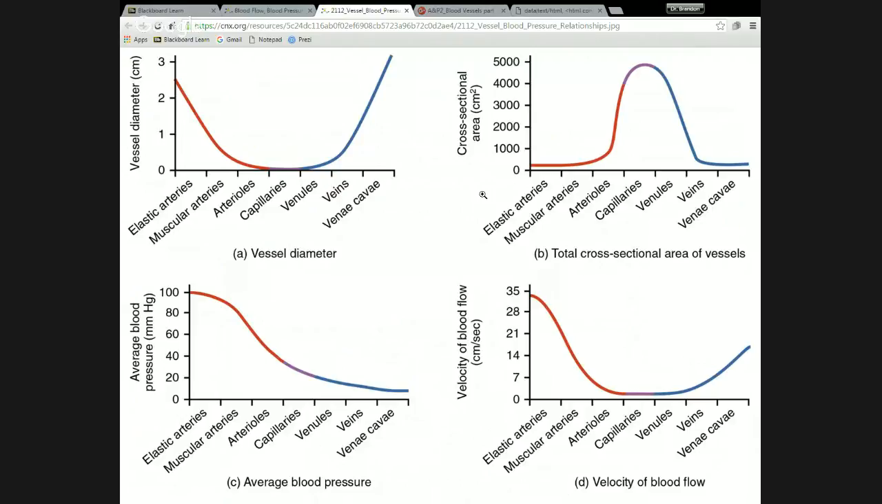Then the curve C here is essentially the pressure one that we looked at before.